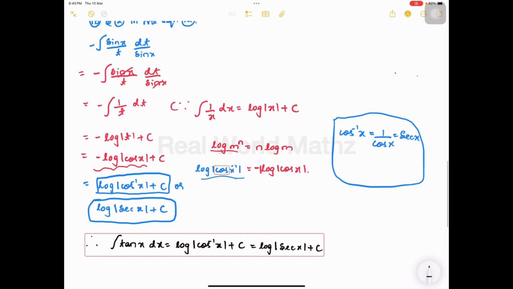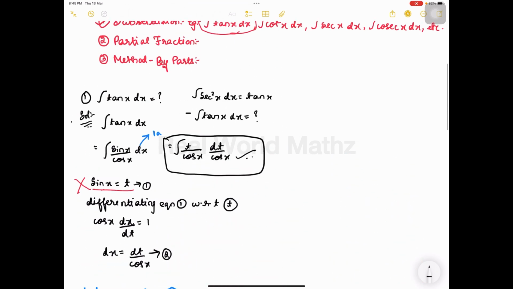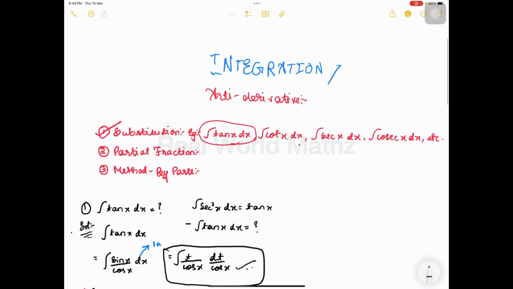Similarly, just like how we use the method of substitution for finding the result for the integral of tan x dx, you can do the same with respect to the integral of cot x dx, the integral of secant x dx, as well as the integral of cosecant x dx.